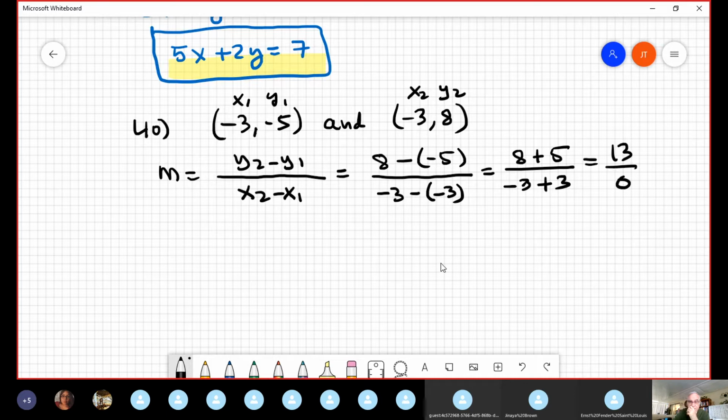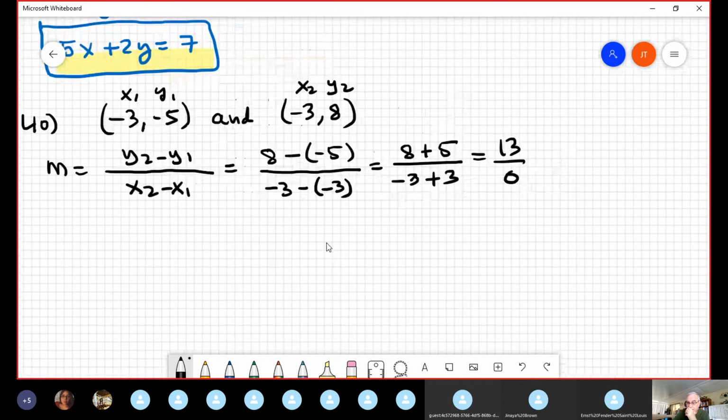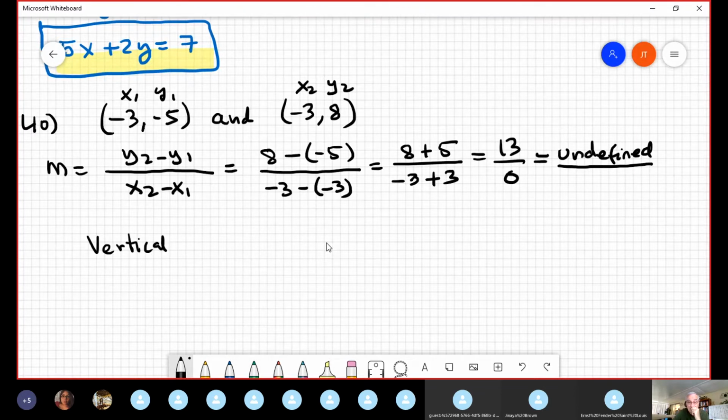So what is the answer of the division by 0? When you divide by 0, what is the answer? Undefined. Very well. You are the best student in Miami College. Undefined. Entonces, undefined, what's the interpretation? The interpretation is that this is the vertical line. The vertical line is a line like that, and the slope is undefined.